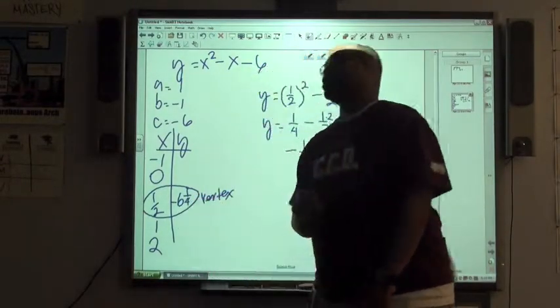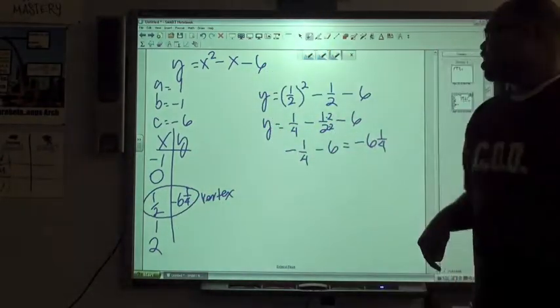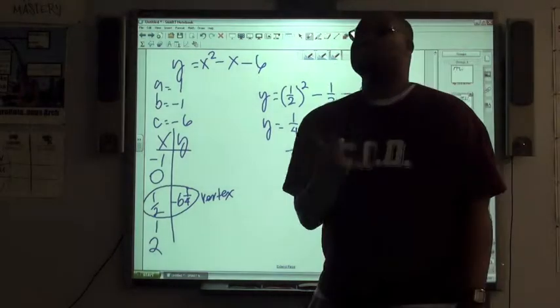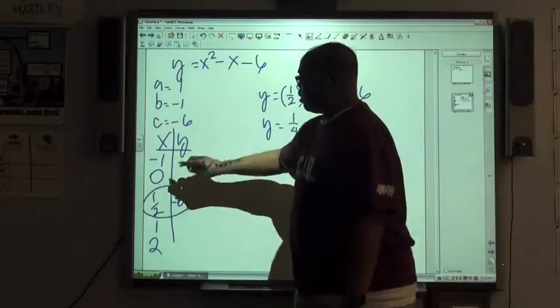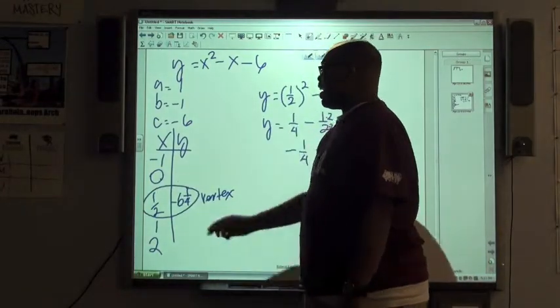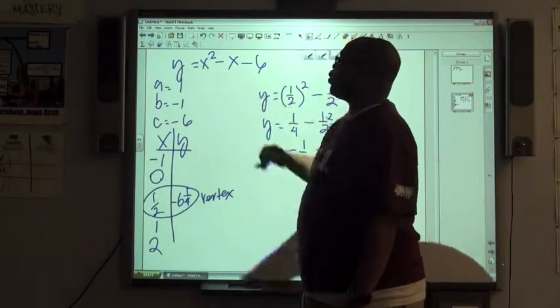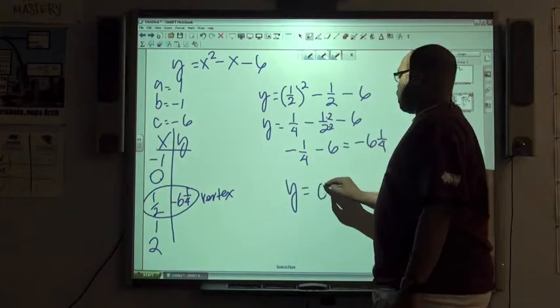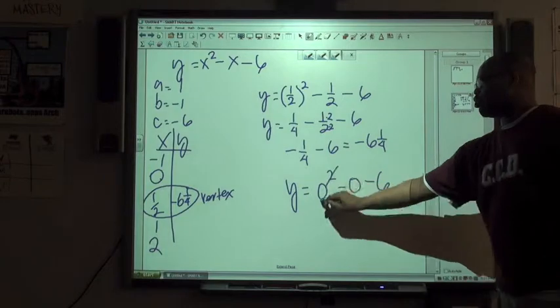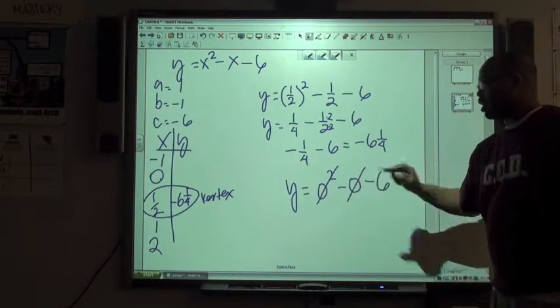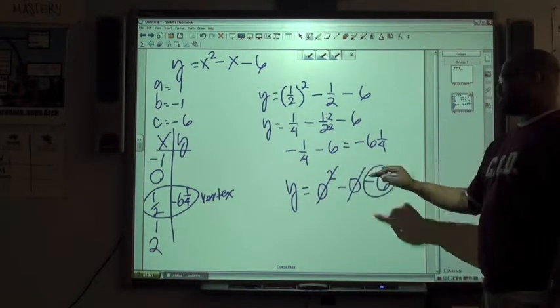Whatever your teacher needs. All right, and so remember I told you that concept symmetry would be very important later on. So I'm going to take this 0 and I'm going to plug it in here for x. 0 squared minus 0 minus 6. 0 squared is 0. 0 is 0. So I'm only left with the negative 6.